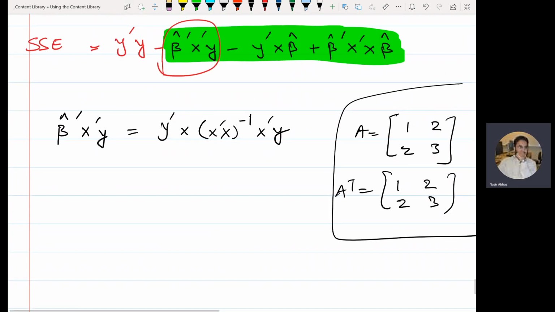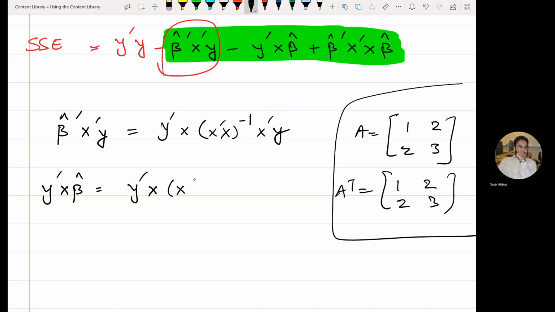Now I'll simplify number 2. Number 2 is Y prime X beta hat. This is Y prime X. What is beta hat? Same thing. 1 and 2 are the same thing, correct? Then I'll simplify the third one.